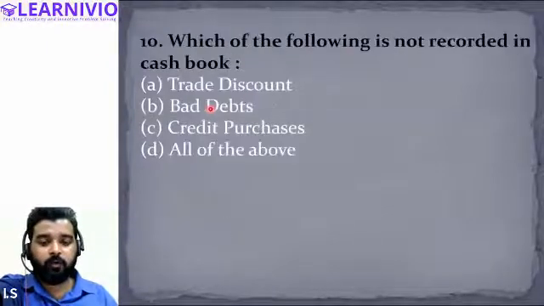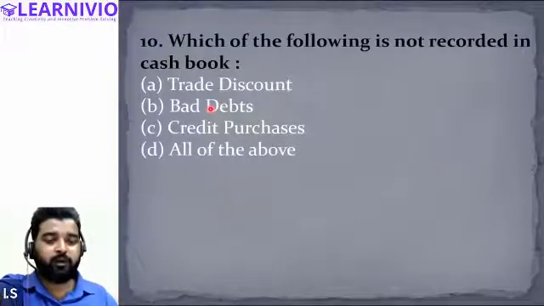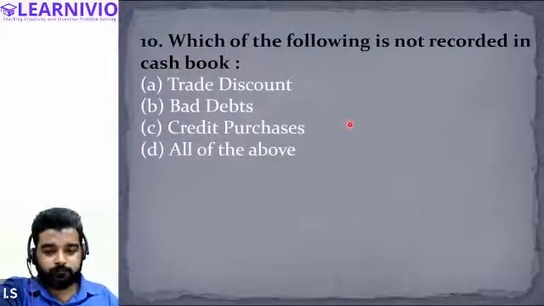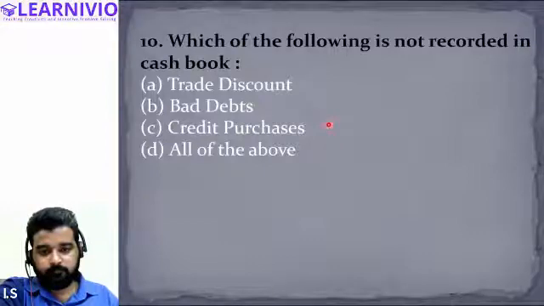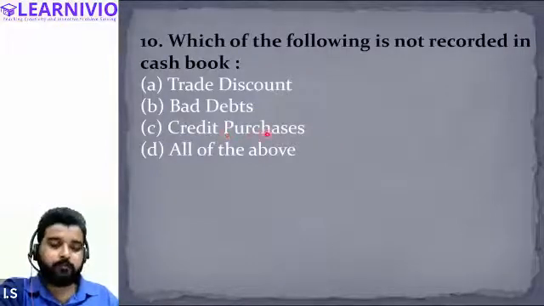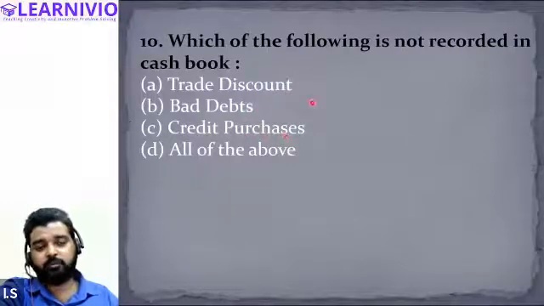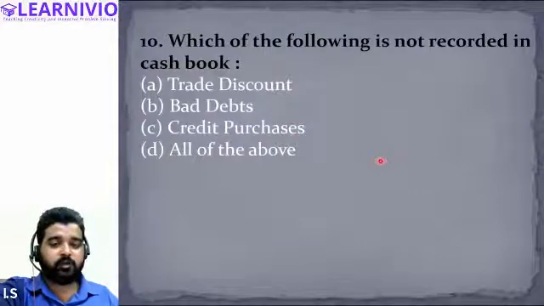Now, 10th, which of the following is not recorded in the cash book? Tell me, among all of these transactions, which is not recorded in the cash book? Trade discount. Sorry, trade discounts are not recorded. Bad debts are also not recorded. Credit purchases are not recorded in the cash book either. All of them are not recorded. So we do not record trade discount, bad debts, or credit purchase in the cash book. Hence, all of these transactions will not be recorded.